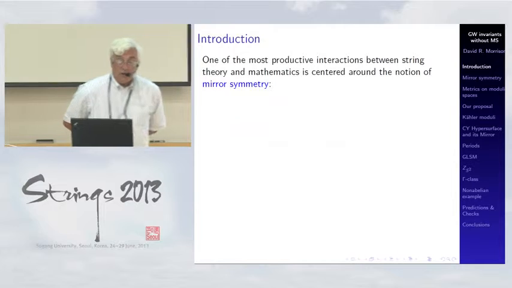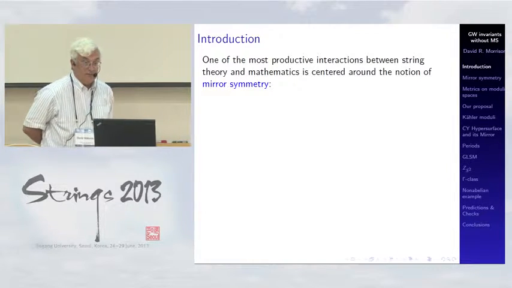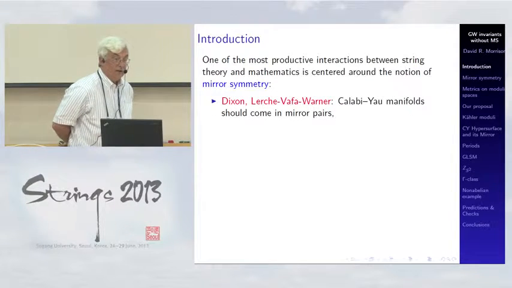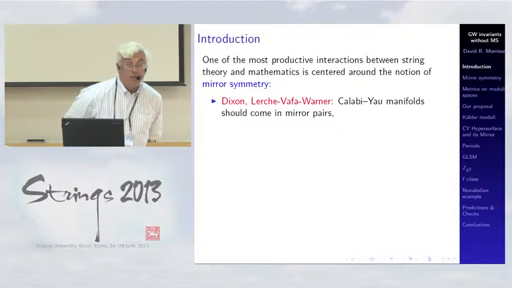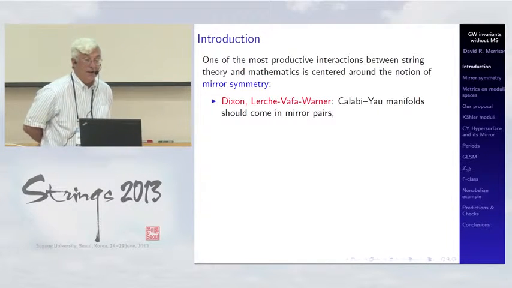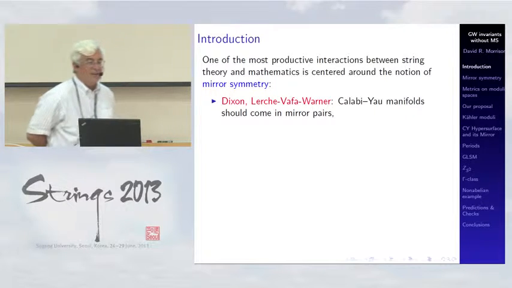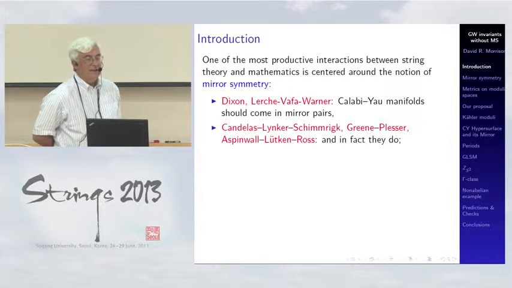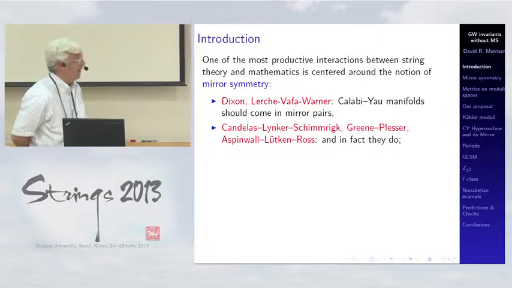So mirror symmetry has really provided one of the most productive interactions between string theory and mathematics over the years. Just to review some history which predates the possible birth of some of the people in the room. In the 80s, Dixon and Lerche-Vafa-Warner predicted that Calabi-Yau manifolds ought to come in mirror pairs. And in the late 80s, early 90s, it was found by these groups that, in fact, they do.